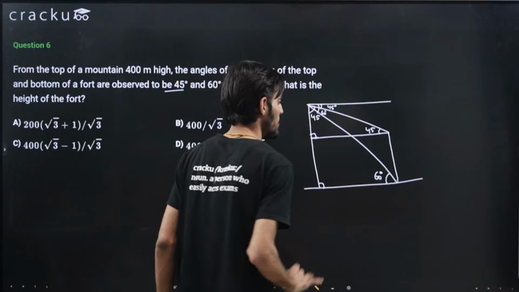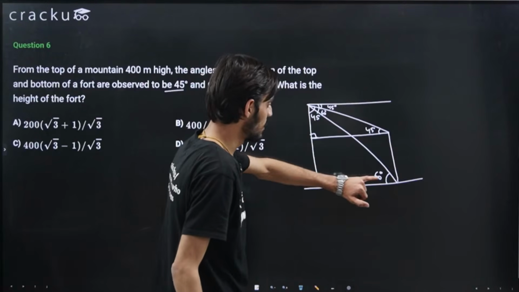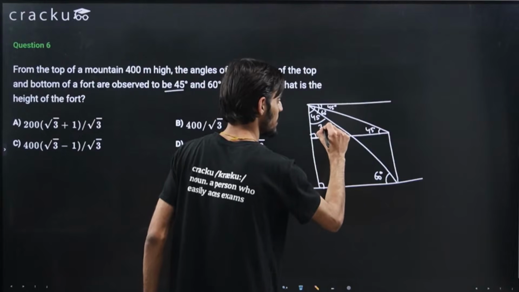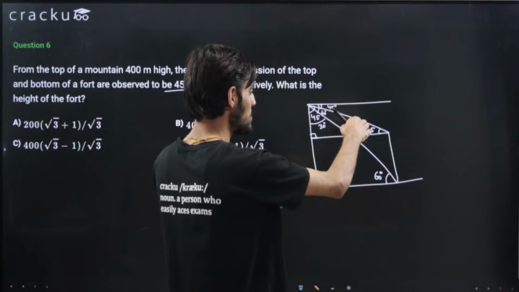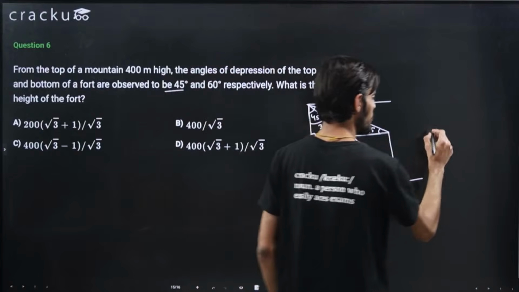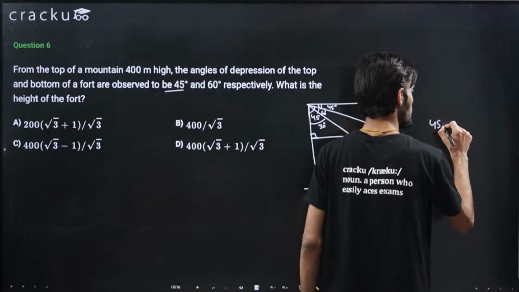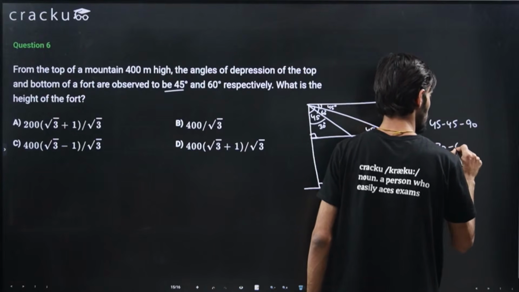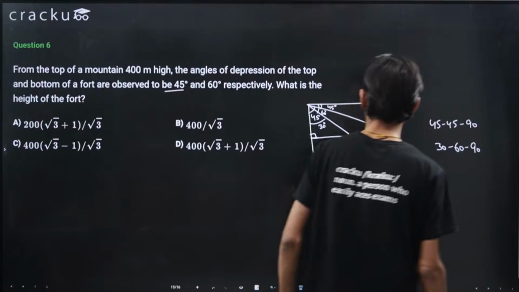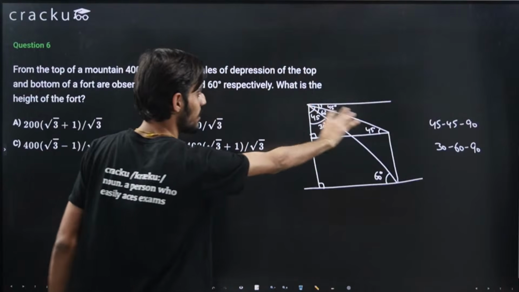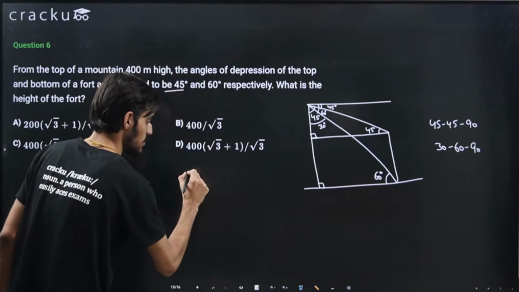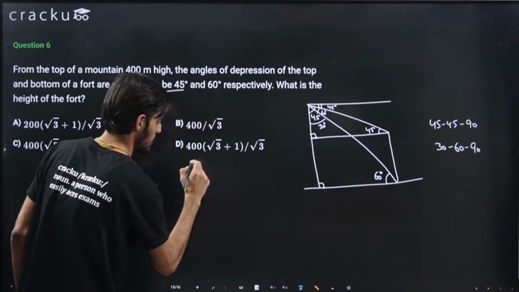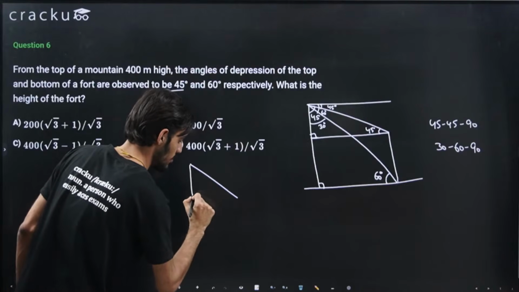If this is 45 and this is 60 degrees, the remaining angle will be 30 degrees. So this angle is 30 degrees. We have again formed two triangles, and we will again be using 45, 45, 90 and 30, 60, 90. Okay, let's look at the first triangle. This is the upper triangle.